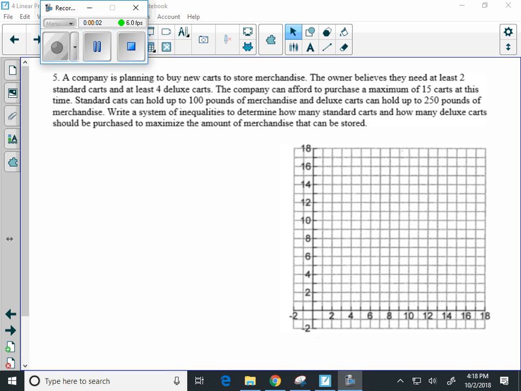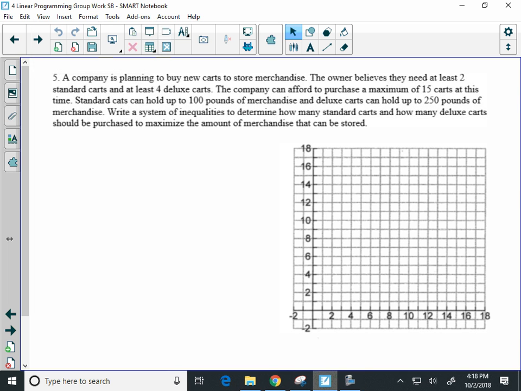All right, in this video, let's talk about problems 5 and 6 on your linear programming group work. These ones were slightly different than the more traditional problems that followed the same pattern over and over again for our linear programming work, so I just wanted to run through them with you one more time.